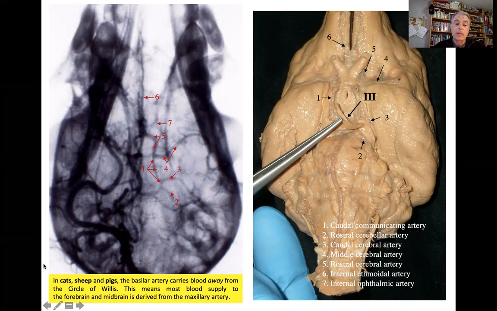And the thing is that in cats, sheep, and pigs, the basilar artery carries blood away from the circle of Willis. Okay? So if instead of being a dog, it had been a cat, we would be able to identify the basilar artery. Another important feature, this is the oculomotor nerve. And the oculomotor nerve is located between these two arteries, these ones here, between the caudal cerebral artery and the rostral cerebellar artery.